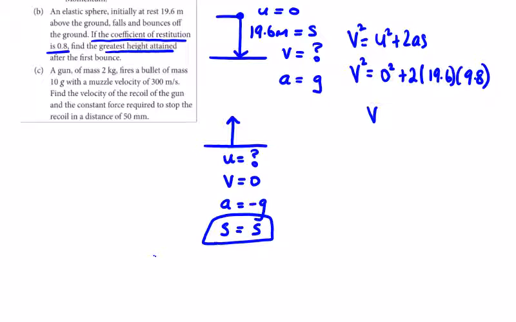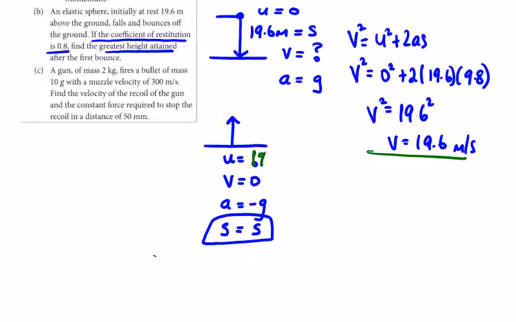So that's actually going to be 9.8 or 19.6. So that's v squared is equal to 19.6, so v is equal to 19.6 here. So that's the speed it hits the ground at. So that's this u over here. So let's change it over to here.